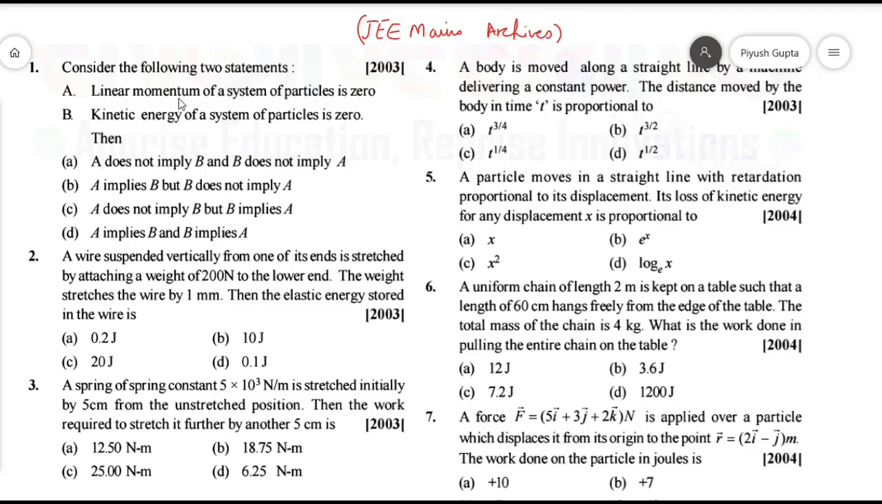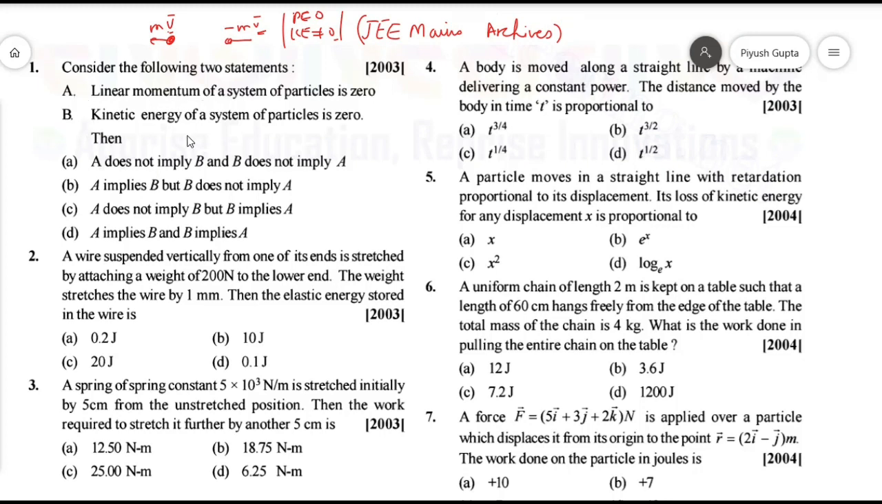So let's talk about the linear momentum of the particles being 0. I can have the simple scenario: one particle with mv, another particle with mv in the negative direction. So if this is v, this is negative v. In this case the net momentum of the system is 0, but as you can see the K of the system is non-zero, because kinetic energy is never negative, even if the momentum is negative. So although the momentum p is 0, K is not 0. So if statement A is correct, that does not imply statement B is also correct.